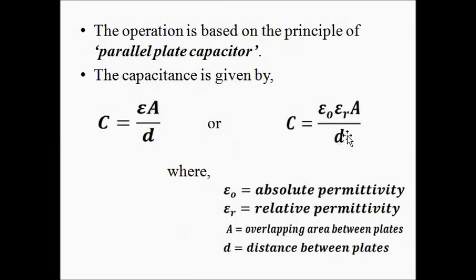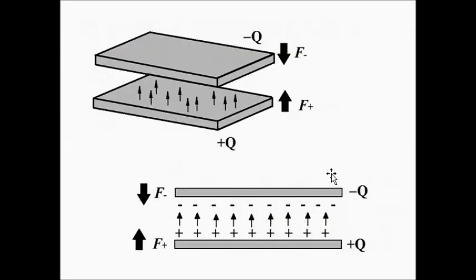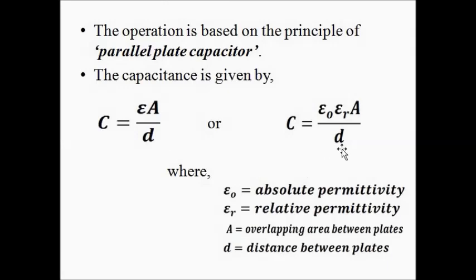there will be a change in the capacitance. Now you see, the capacitance is directly proportional to the permittivity of the medium and the overlapping area, and inversely proportional to the distance between the two plates. So if we increase the distance between the two plates, there will be a decrease in capacitance. An increase in distance causes a decrease in capacitance, okay, and a decrease in the distance will cause an increase in the capacitance.